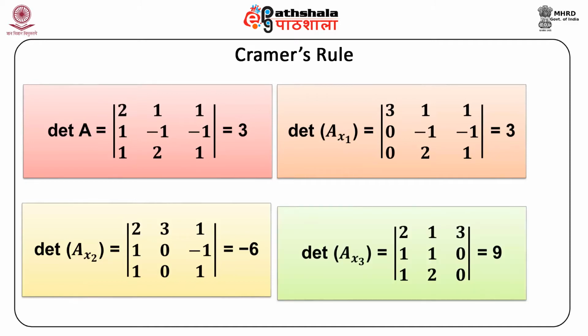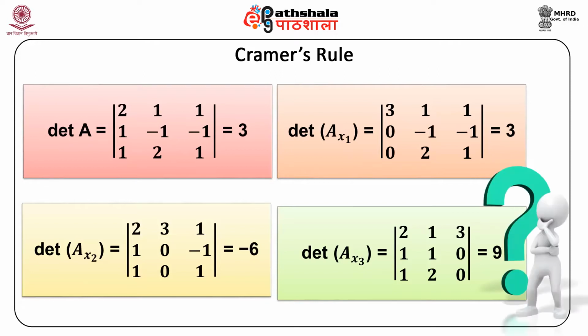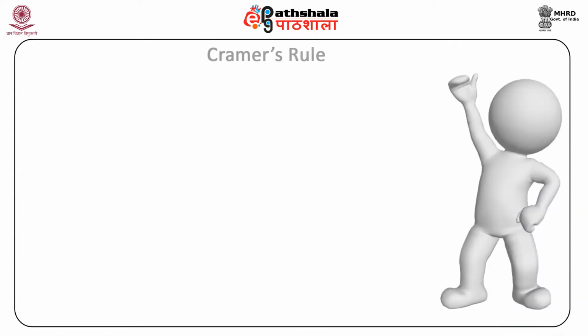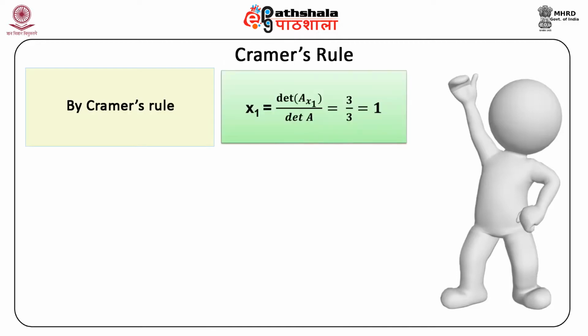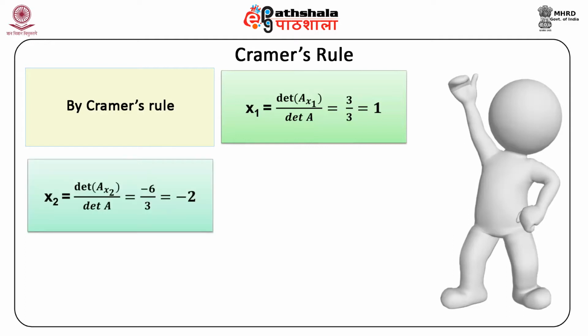And determinant A_X3 is equal to |2 1 3; 1 1 0; 1 2 0|, which is equal to 9. Using the formula given by Cramer's rule, x1 is equal to determinant A_X1 divided by determinant A, which is equal to 3 divided by 3, which is equal to 1. X2 is equal to determinant A_X2 divided by determinant A, which is equal to minus 6 divided by 3, which is equal to minus 2.